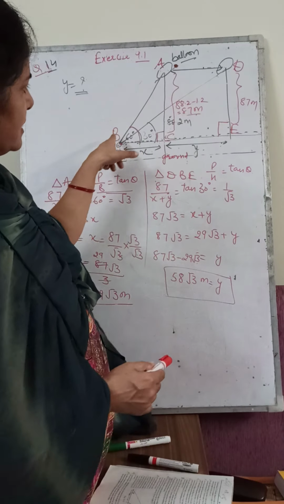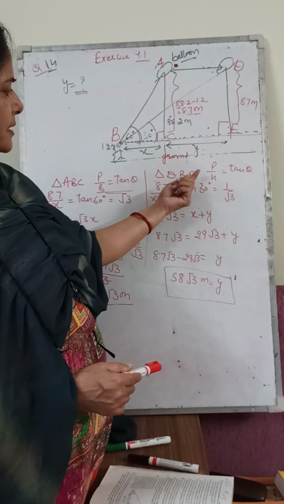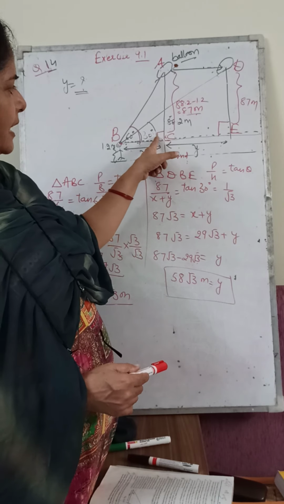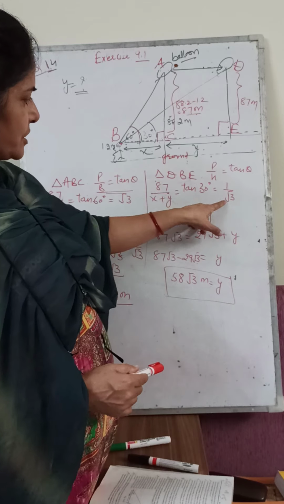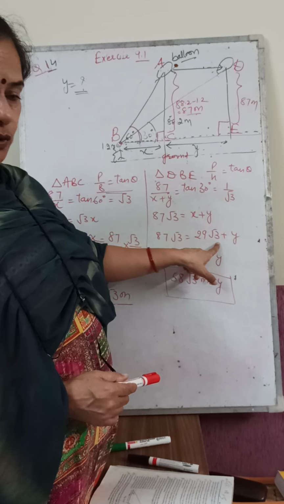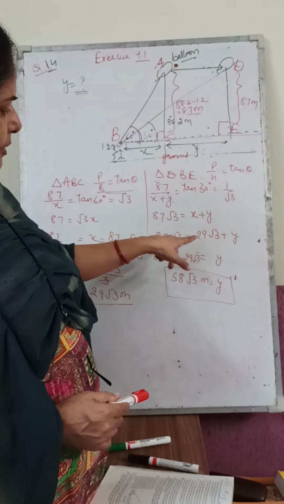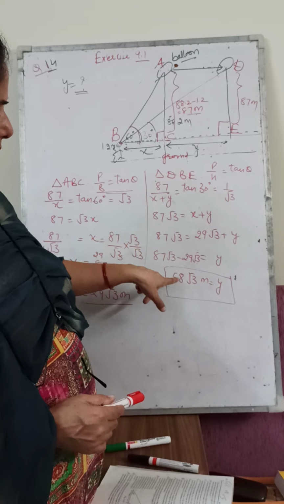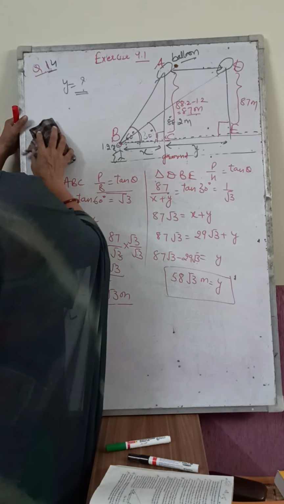In triangle DBE, perpendicular 87, base x plus y, angle is 30, tan 30 is 1 by root 3. Cross multiplication, this will go to here. Put the value of x, the value is 29 root 3 plus y, and this will go to that side and become minus. Clear? Now come to next.